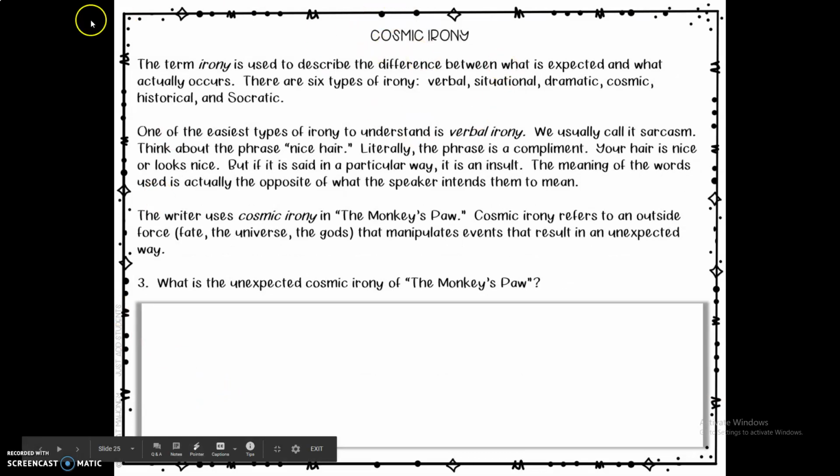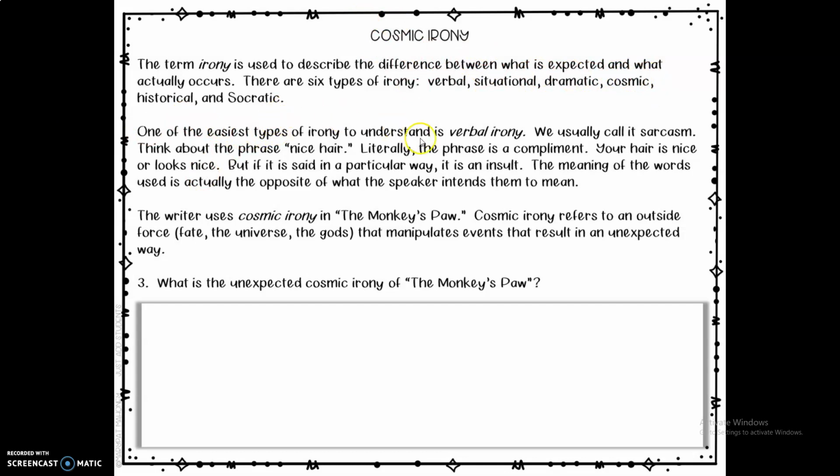Cosmic irony. The term irony is used to describe the difference between what is expected and what actually occurs. There are six types of irony: verbal, situational, dramatic, cosmic, historical, and Socratic. We have talked about verbal, situational, and dramatic. So this is about cosmic irony.